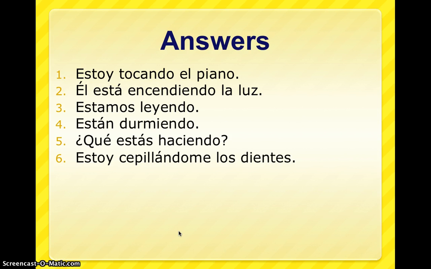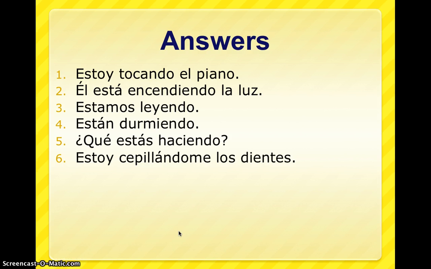Now number 3 is one of our irregulars. So it has our verb leer, which has a vowel right at the end of the stem. So that means that we have to change the I to a Y. And we end up with estamos leyendo.